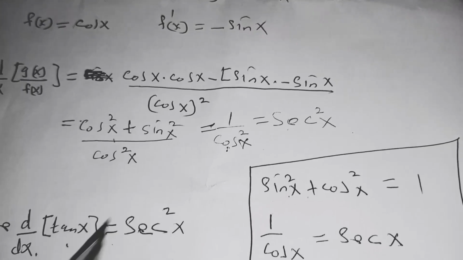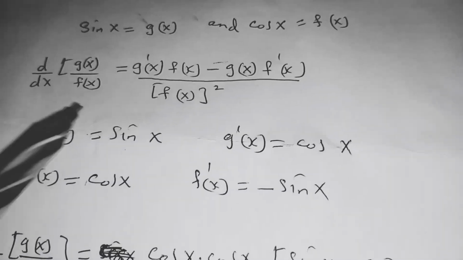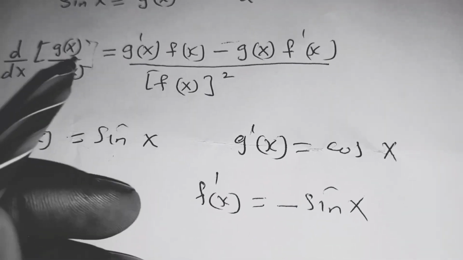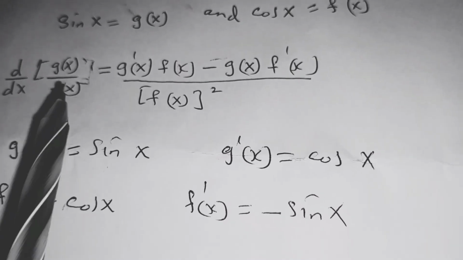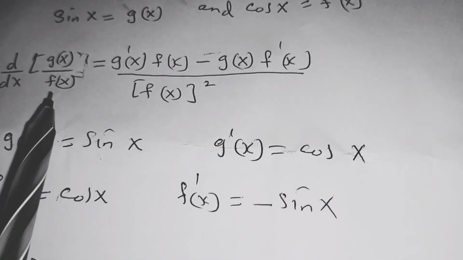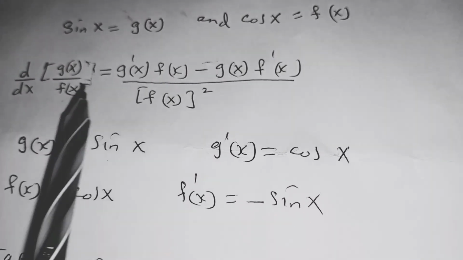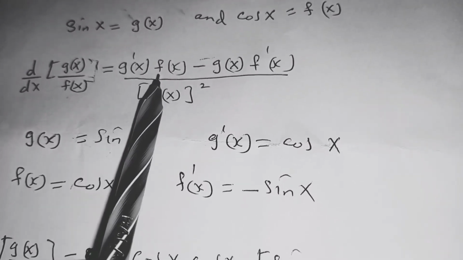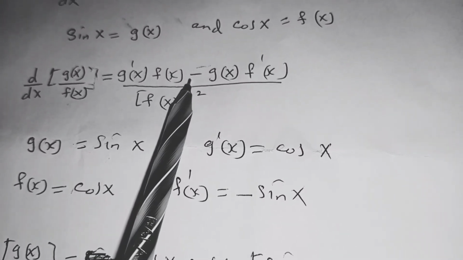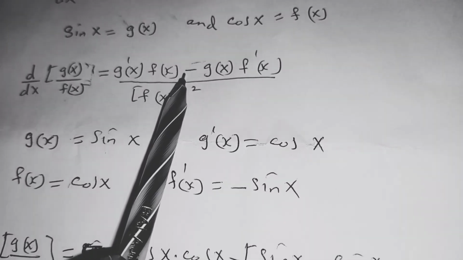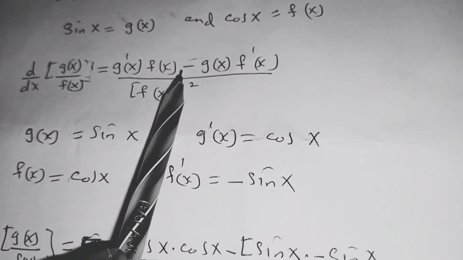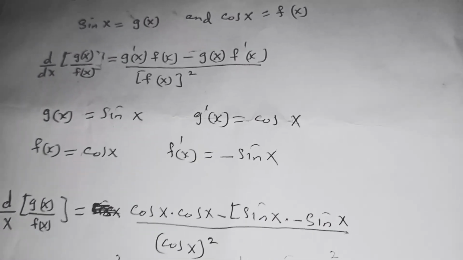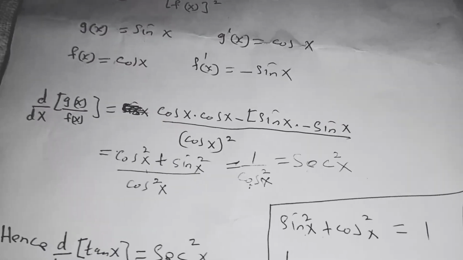In this proof, we have made use of what is called the quotient rule, which tells you that in case you have function g divided by function f, then the formula is you differentiate the numerator function and multiply by the denominator. You subtract the product of the numerator multiplied by the differential of the denominator, and you divide by the denominator squared. That is the rule we have employed in this case.